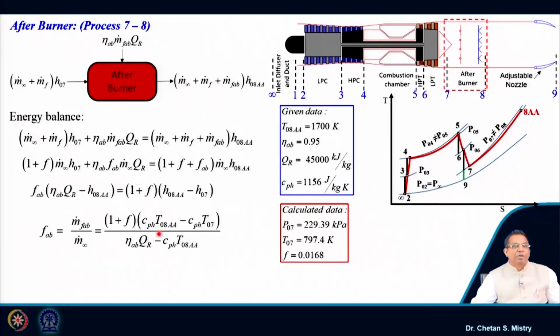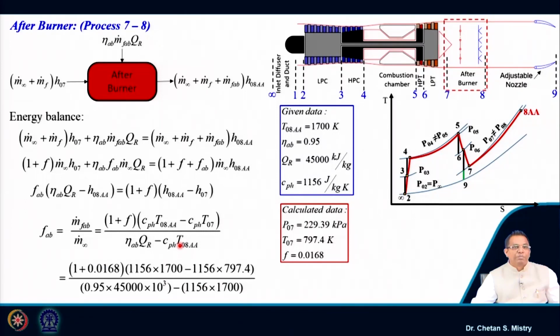And for this afterburner, we know the entry temperature at the turbine, because that is given as 1700 Kelvin. So, T07 we have calculated. My afterburner efficiency is known to me. For this particular combustor, my fuel calorific value is given as 45,000, and this T08 A is also known to us. Let us put these numbers in, and all together it says my fuel air ratio for the afterburner is coming 0.026.